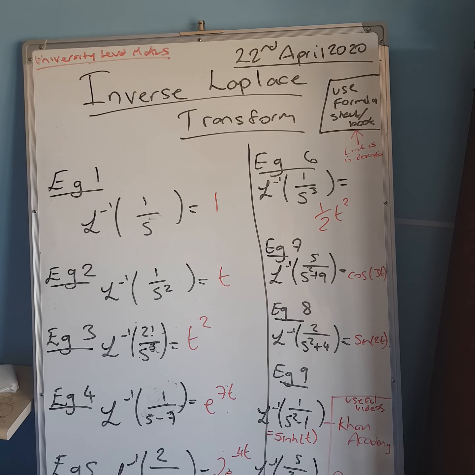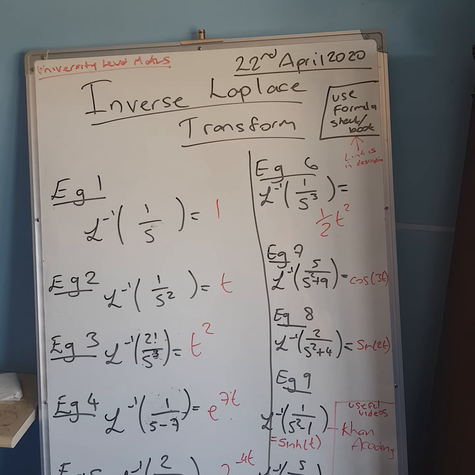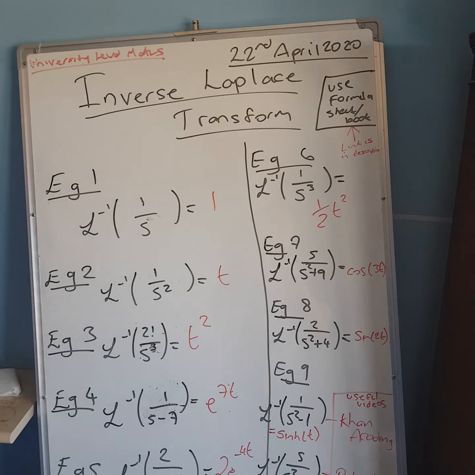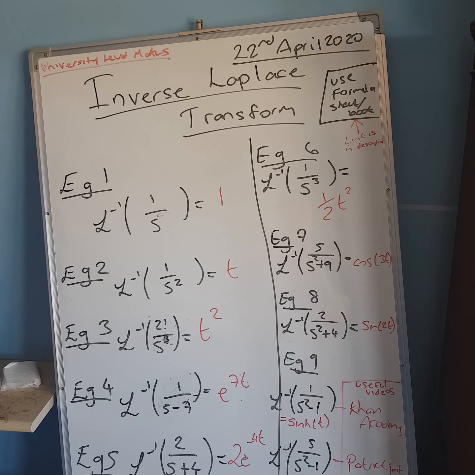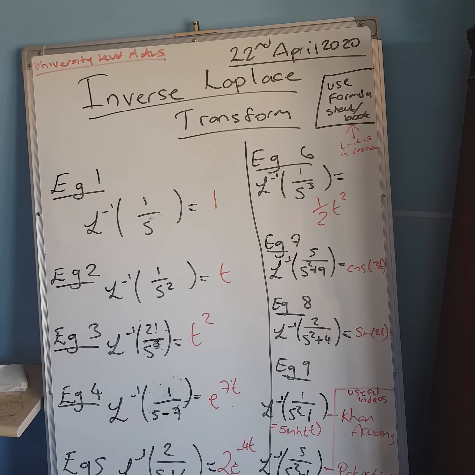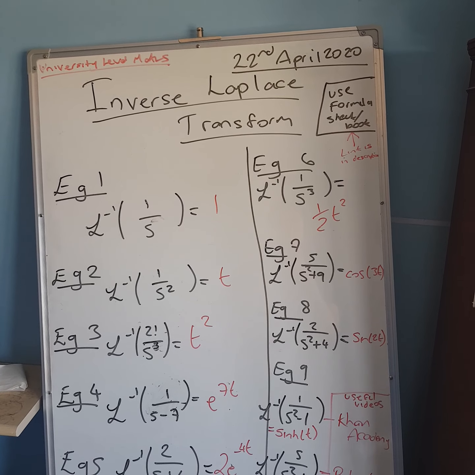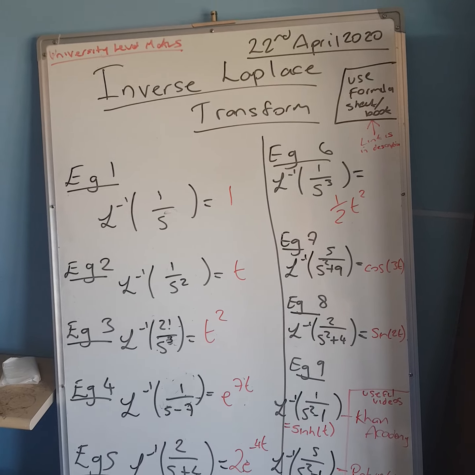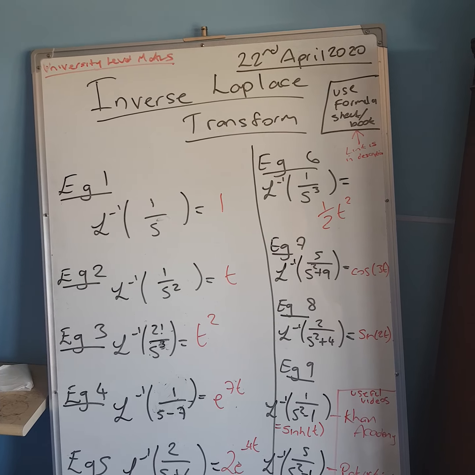Right guys, okay, so we're going to be looking at examples. So example 1, the inverse Laplace transform of 1 over s. So we know here that previously the Laplace transform of 1 is 1 over s. Therefore, working backwards by logic, the answer will just be 1. So the inverse Laplace transform of a over s will just be a.